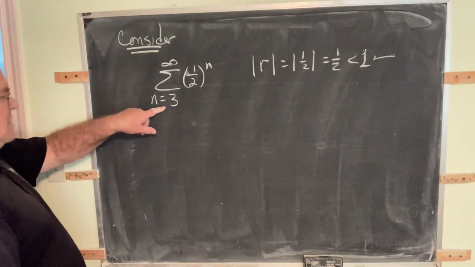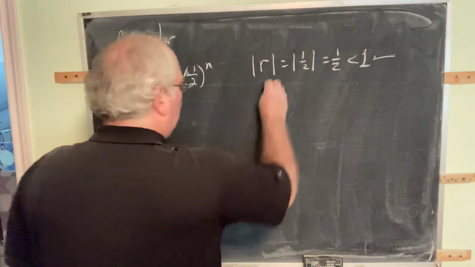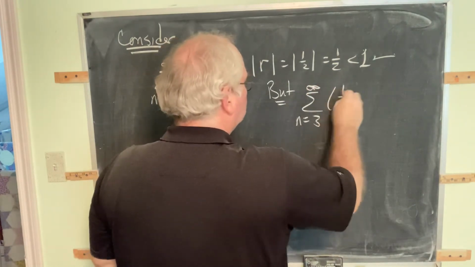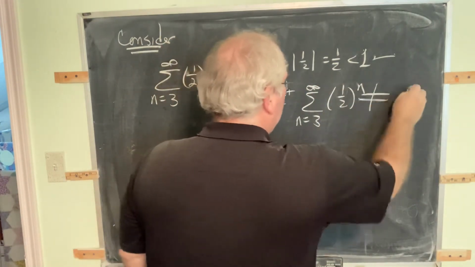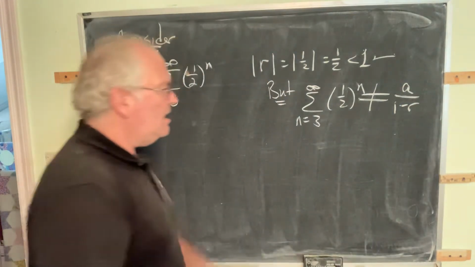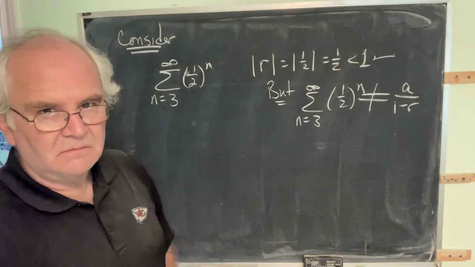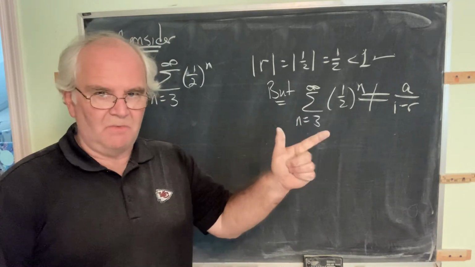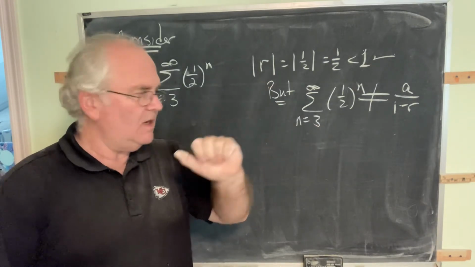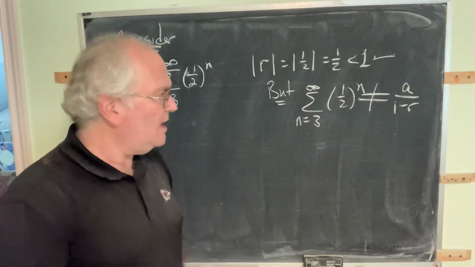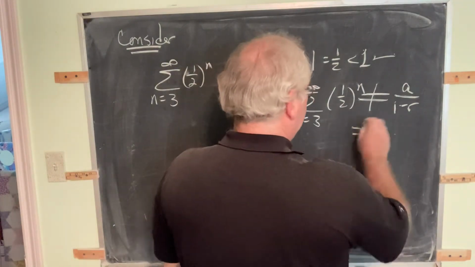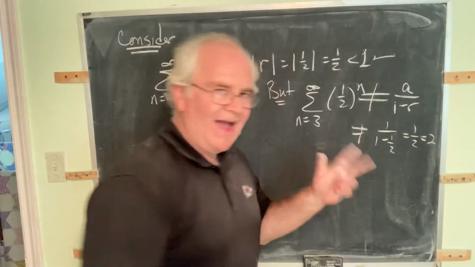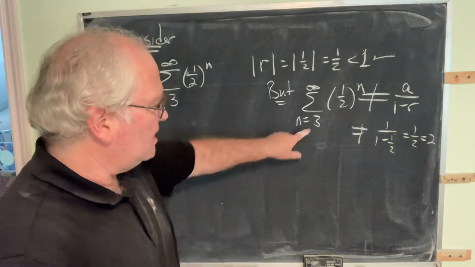However, this does not equal a over 1 minus r, because we're not starting at 0. We've left out n equals 0, n equals 1, n equals 2. We've left out 3 terms. So this sum is not that sum. It is not the same thing as 1 over 1 minus a half, which is 1 over a half, which is 2. It is not that value, because we didn't start at 0.